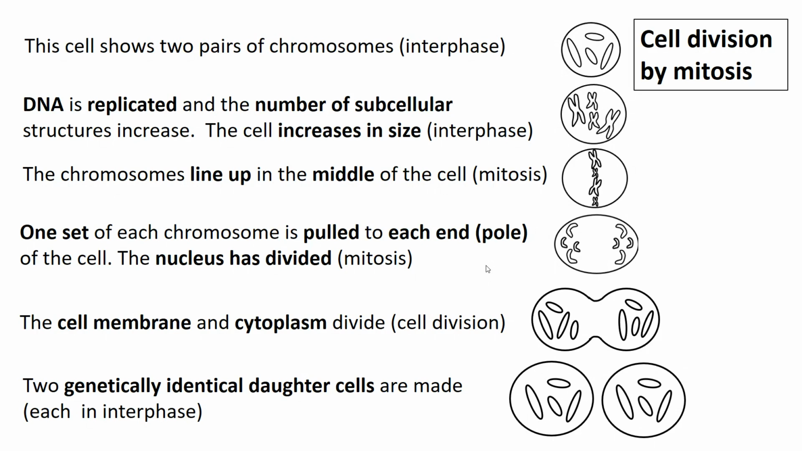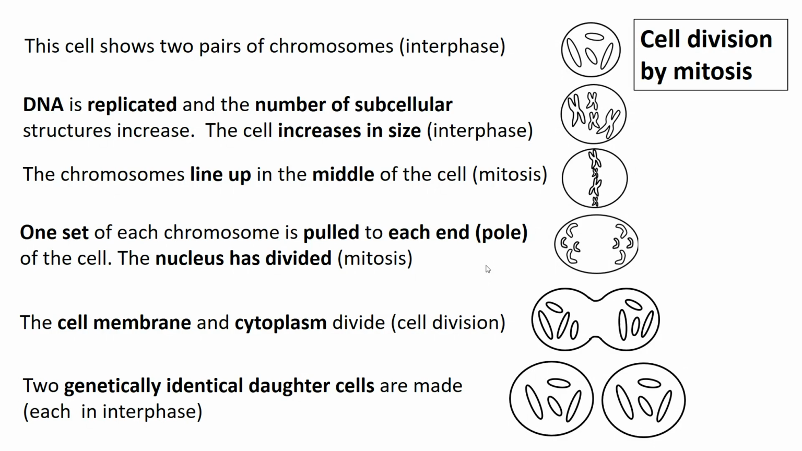The next stage of a cell dividing is that the chromosomes line up in the middle of the cell. And we know that now at this stage, mitosis has started. So as soon as we get mitosis, the chromosomes start to appear and move about in the cell. When the chromosomes are lined up in the middle, one set of each chromosome has been pulled to each end or pole of the cell. And we say the nucleus at this point has now divided. This is towards the end of mitosis now.